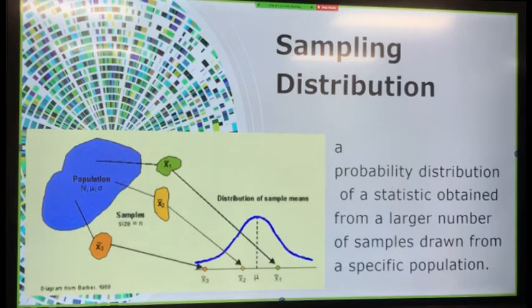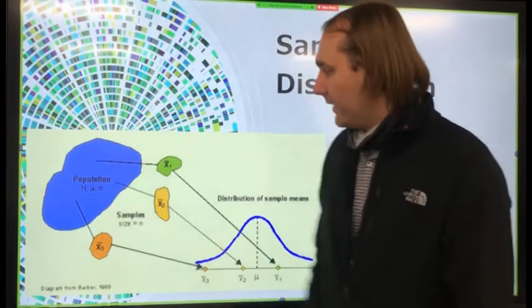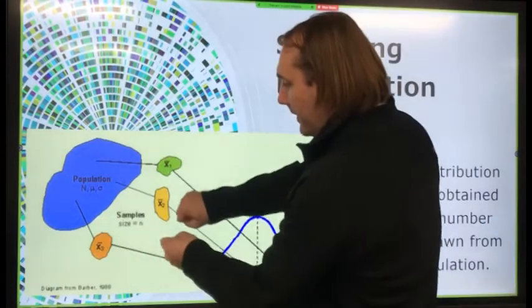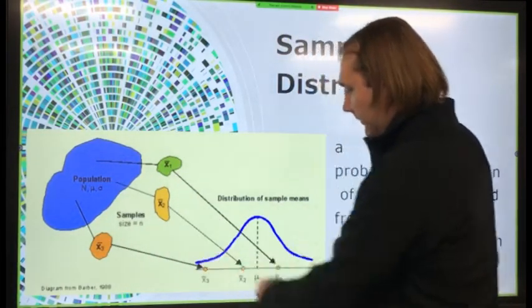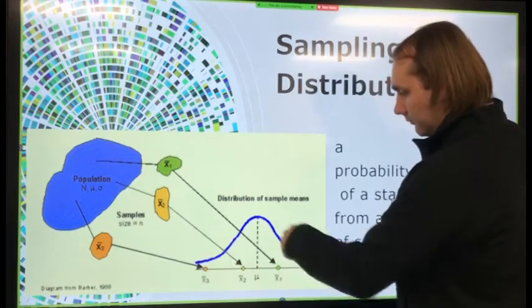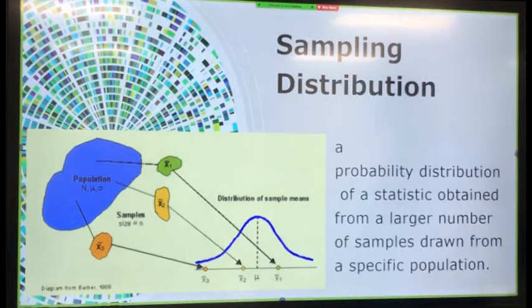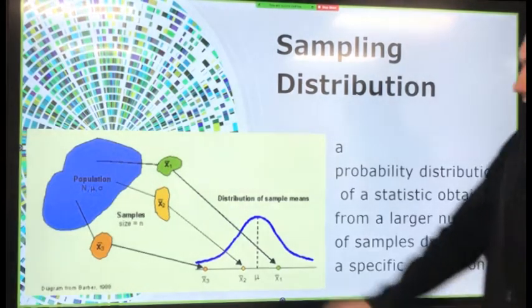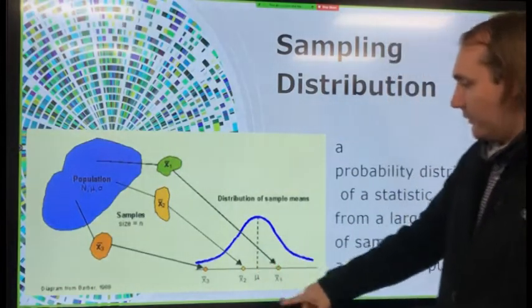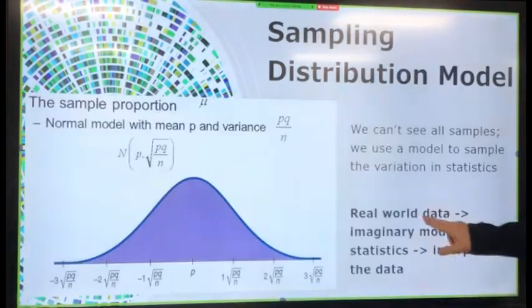First term is the sampling distribution, a probability distribution of a statistic obtained from a large number of samples drawn from a specific population. So notice I have my population. I'm going to grab samples from that population, take their mean, and graph it in terms of my normal distribution, or my normal model. So that is sampling distribution: grabbing parts of a population and then throwing it onto your normal model.